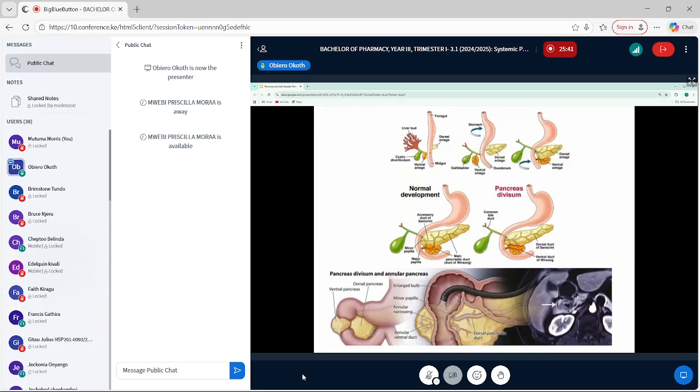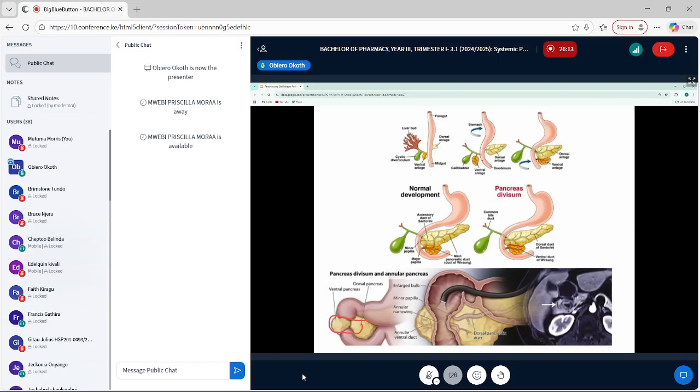Now, the pancreas normally develops from a ventral bud, and then you have a dorsal bud, and then they rotate. So during that rotation, you can have the pancreas remaining. This is the annular pancreas.